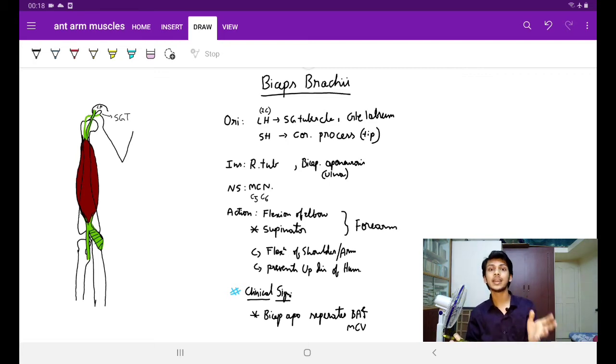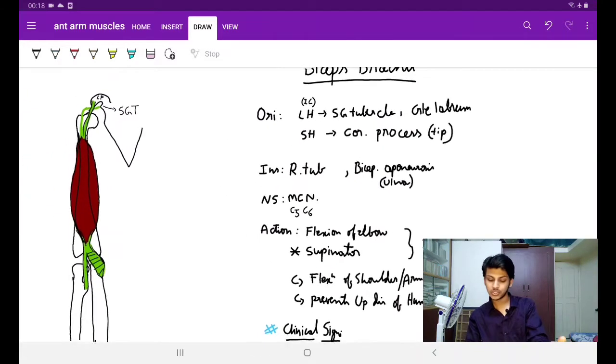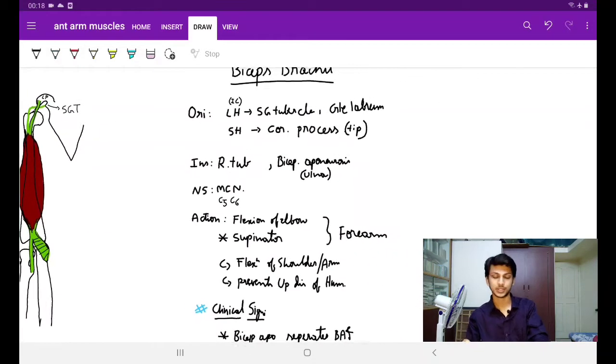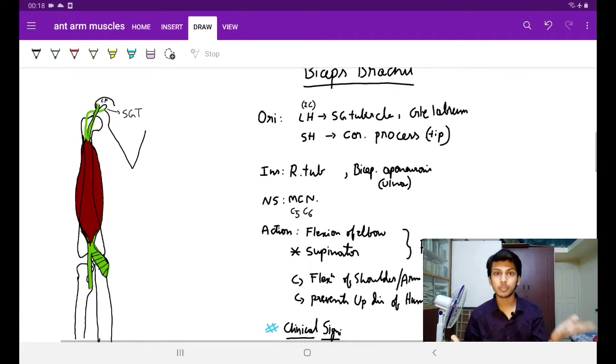Why is it called brachii? Because it is the arm. Arm is called brachium, so it's called biceps brachii, the two-headed muscle in the arm. Okay guys, we'll be studying it under the headings of origin, insertion, nerve supply, and action. What is the origin of a muscle? The origin of a muscle is the least movable part of a muscle.